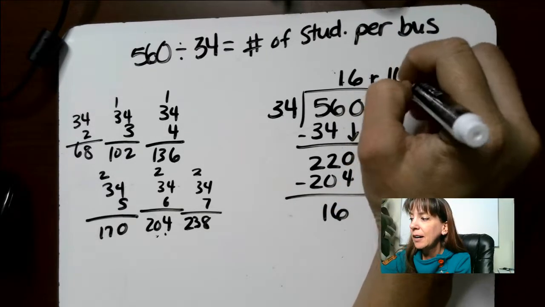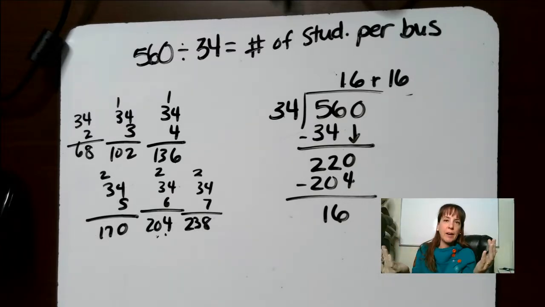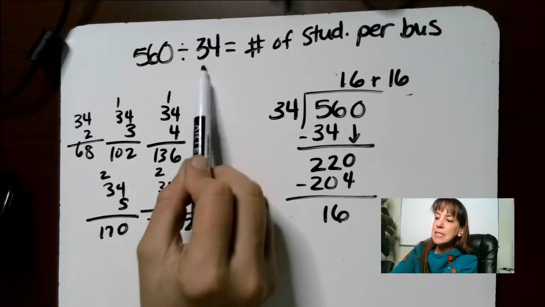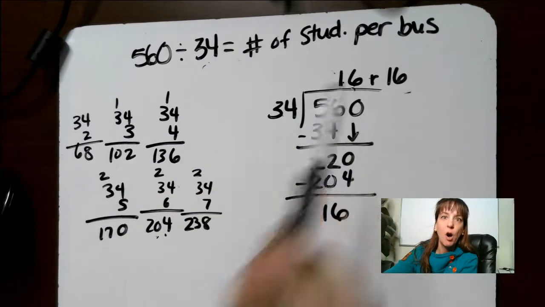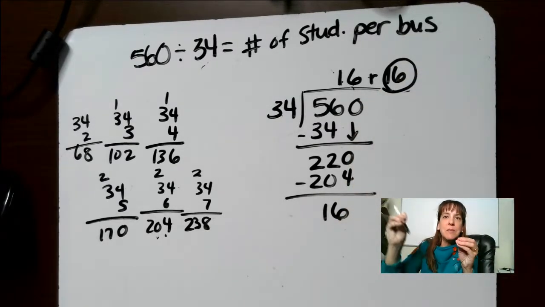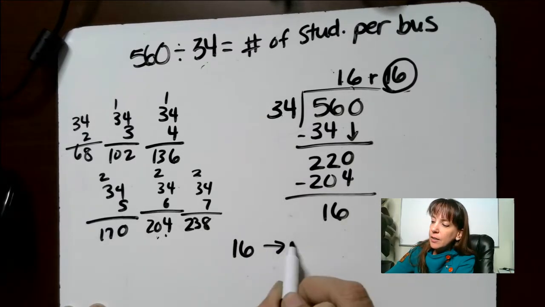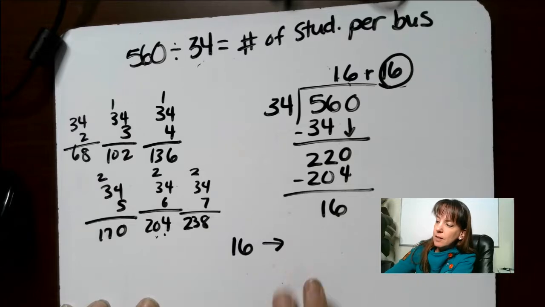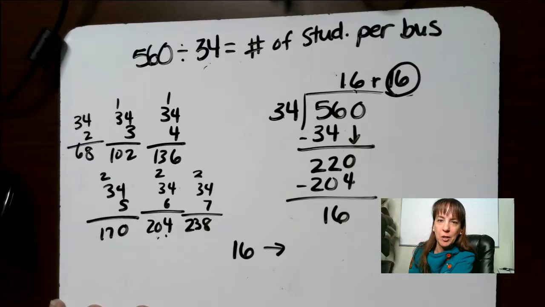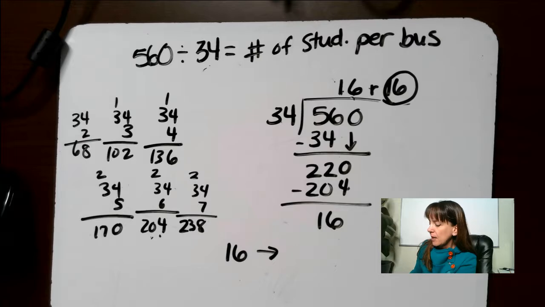A remainder of 16. Okay, so that means now we have to figure all that out. We have 34 buses, and all 34 buses are going to have 16. But then we have these 16 students that have to be evenly divided among those 34 buses. So the way to think about this is there's 34 buses total, all of them are going to have 16. If we do 34 minus 16, we end up with 18.